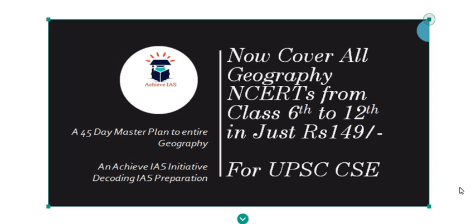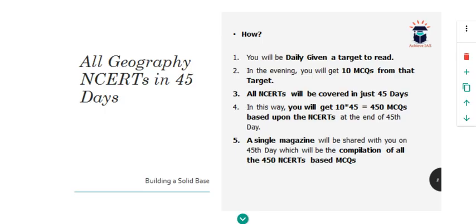Before knowing about the amount, let's see what the details are. You will be given a daily target to read. All geography NCERTs will be covered in 45 days, and a daily target will be given to you to read based upon the NCERT. In the morning you will get the target, and in the evening you will get 10 MCQs based upon the reading from that target. All NCERTs from class 6 to class 12 will be covered in just 45 days.